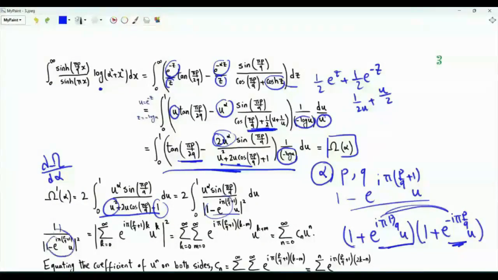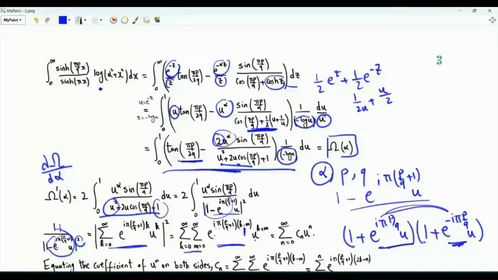1 over this quantity is the summation k from 0 to infinity. And then we take this term, raise it to the power k. Note that this is valid here because u is between 0 and 1. But we have the magnitude squared. So we need to take this sum and multiply by the complex conjugate. We get a double sum, e to the i pi p over q, k minus m, this minus because of the complex conjugate. Then we have u to the k plus m.